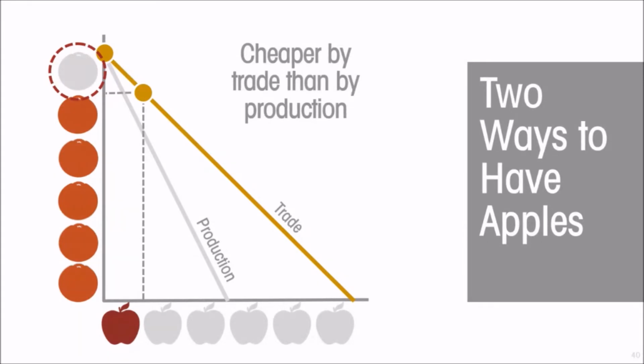So the way to look at international trade, or trade in general, is to see trade simply as an alternative technology for getting what you want, alternative to getting it by production. And it's a cheaper technology. And that too demonstrates the gains to be had from international trade.